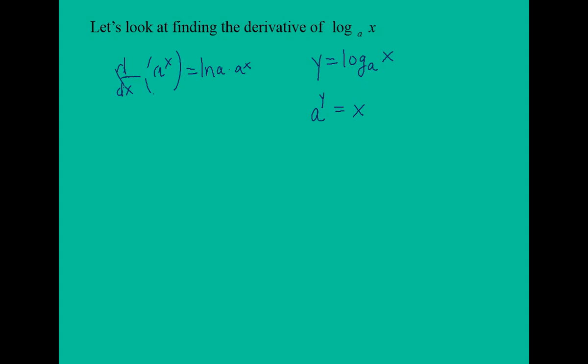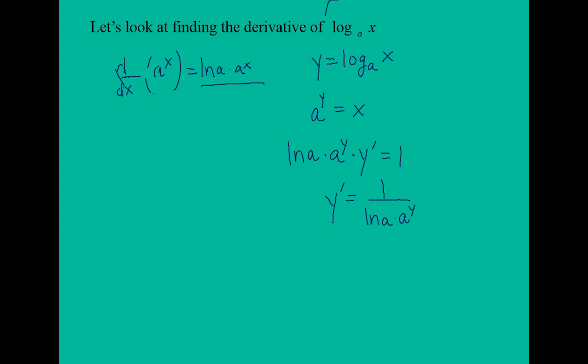we know that y is some function of x, so we would have to apply the chain rule. So the derivative of a to the y, looking at our results here, we would have ln of a times a to the y. But now y is some function of x, so we would have to apply the chain rule, times y prime. And then the derivative of x is 1. Isolating y prime, we'd have 1 all over ln of a times a to the y.